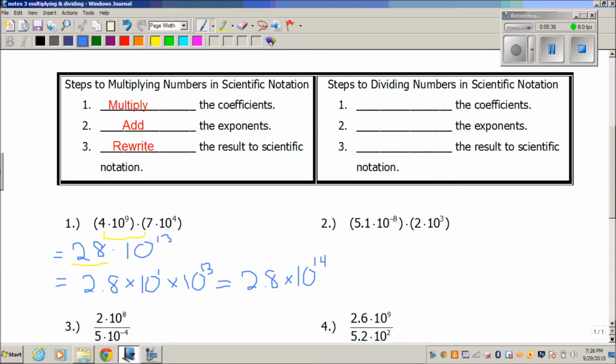So once you multiply the coefficients, add the exponents, you want to take a look at your result to see if it needs to be rewritten so it's correctly written into scientific notation. Okay, so now I'd like you to press pause for a moment and try number 2 on your own. And then when you're ready, you can restart the video to see how you did.